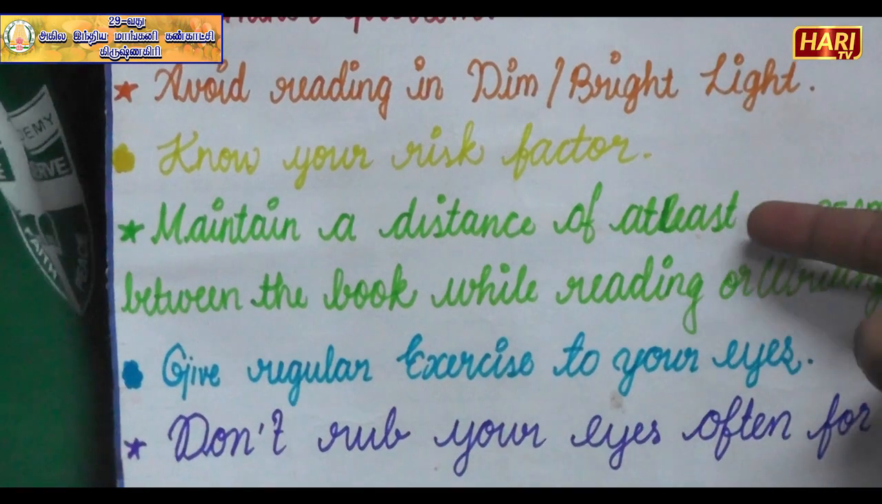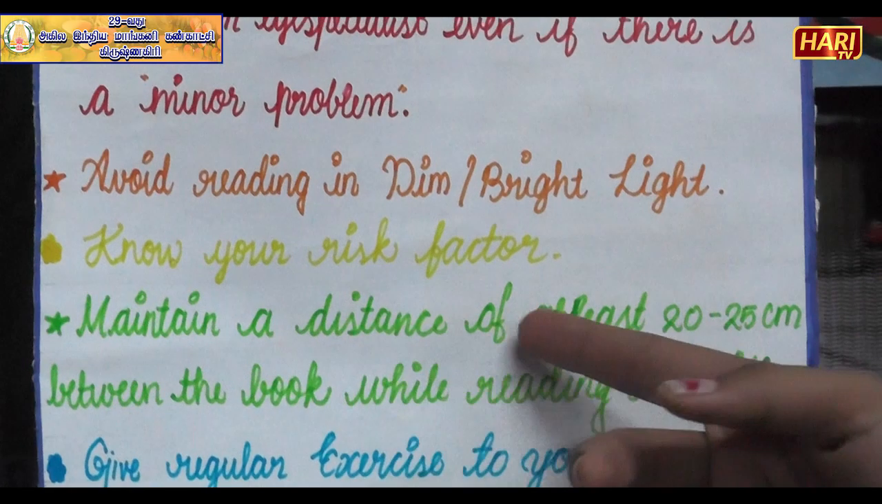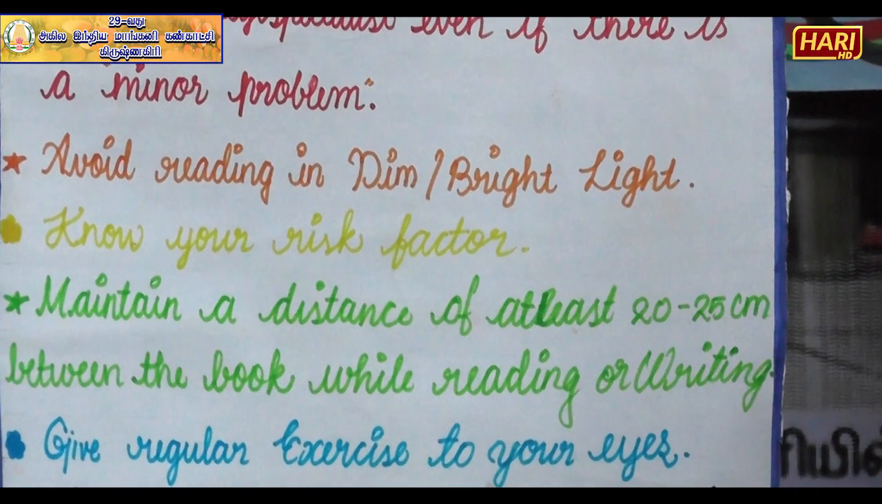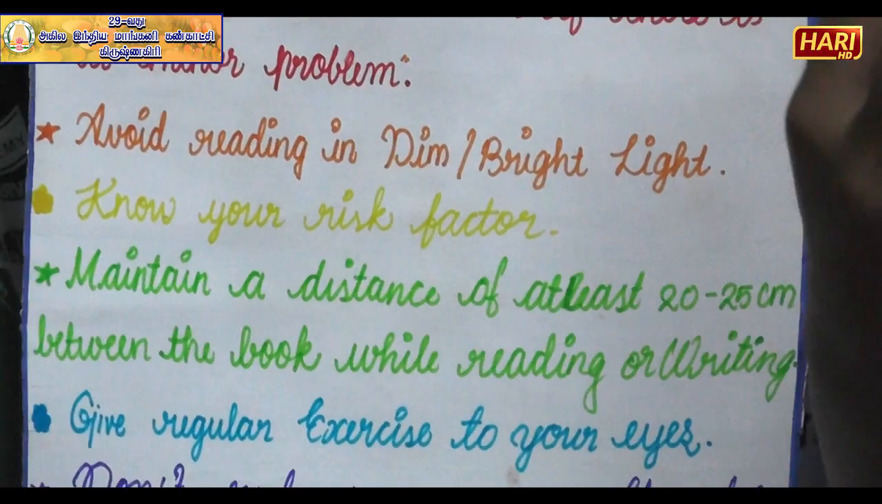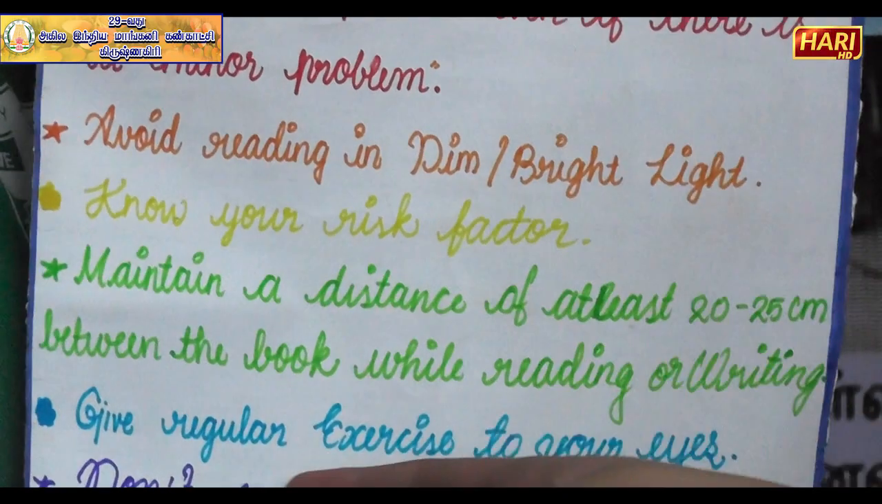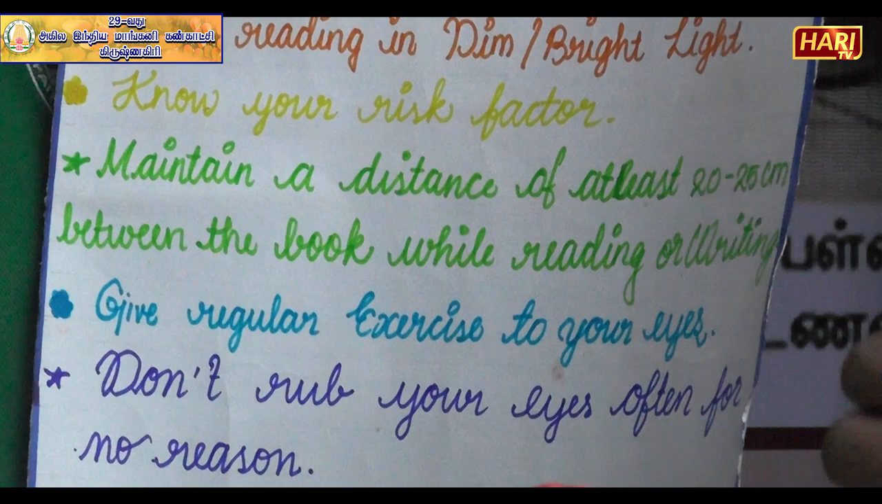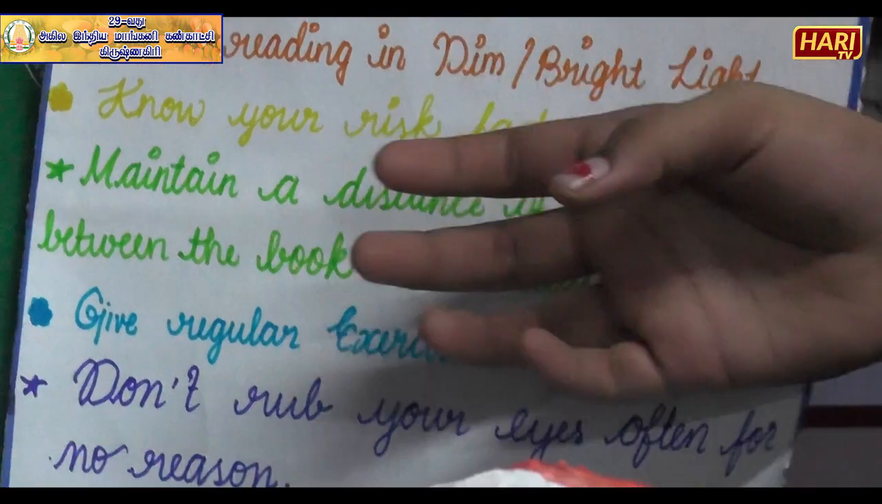Maintain a distance of at least 20 to 25 centimeters between the book and your eyes while reading, writing or viewing something. If you are reading, at least please keep a distance of 20 centimeters. Give regular exercise to your eyes. We are going to explain the exercise at the last.